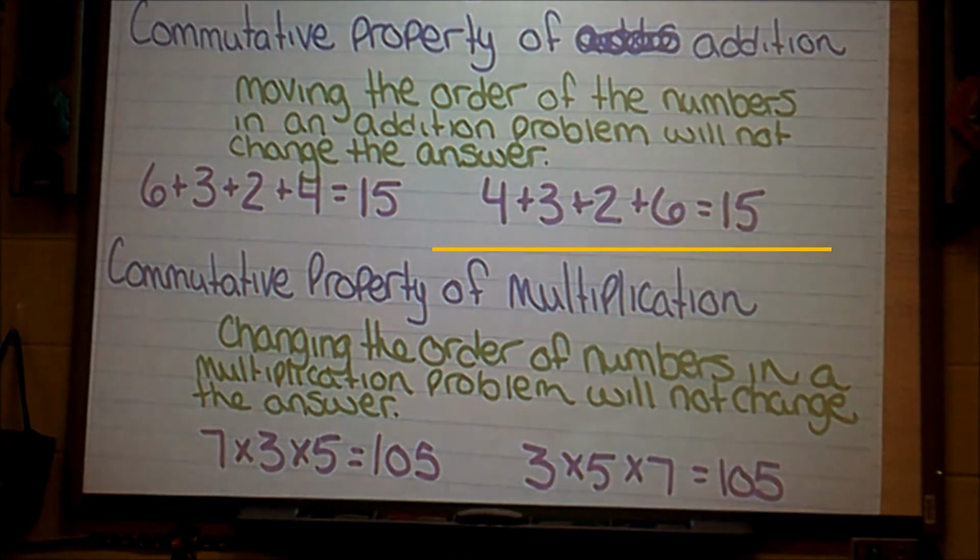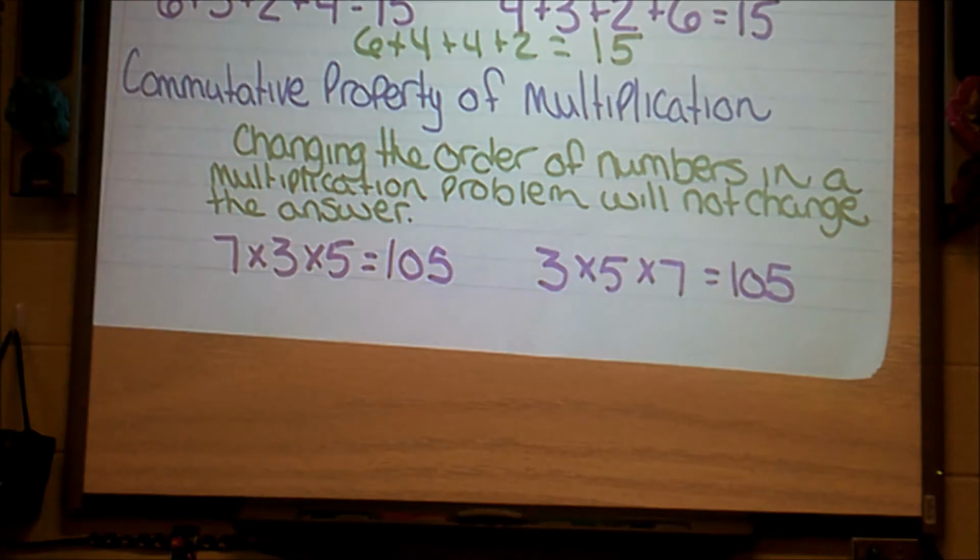And this comes in handy when you are working to make numbers easier to add. If you have large numbers, sometimes it's easier to find numbers that add together to make 10. Similarly, the commutative property of multiplication says that I can change the order of numbers in a multiplication problem and it will not change my answer.